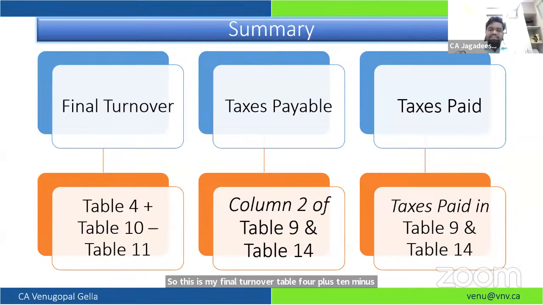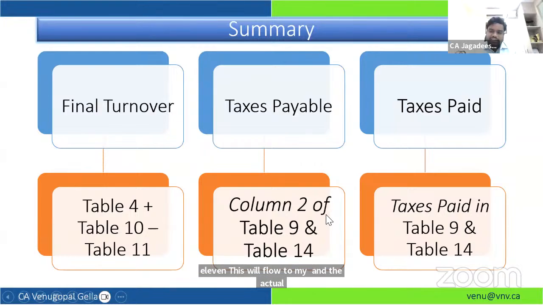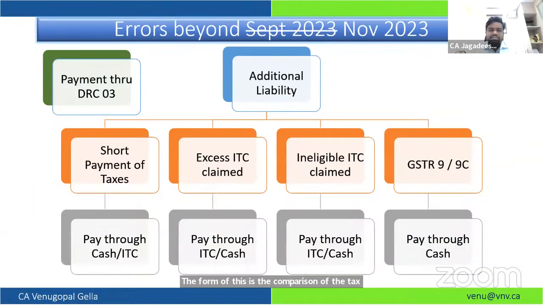GSTR-9C and the actual taxes payable, column 2, this is the comparison of the tax paid and the tax payable. This is just a basic thing. So if you are in December now and you have finalized the GSTR-9, and now you have identified an additional liability, maybe because of short payment of taxes, excess ITC claim, or ineligible ITC claim, November 30 has expired.